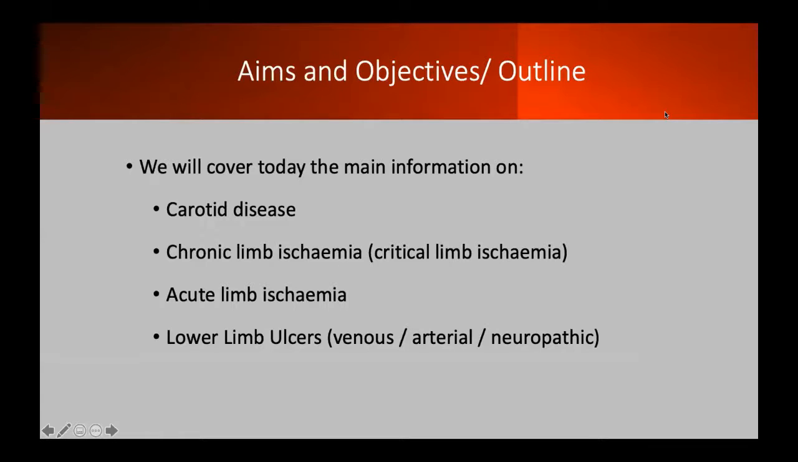So we'll cover the main information on carotid disease, chronic limb ischemia, including critical limb ischemia, acute limb ischemia, and then the lower limb ulcers: the venous, the arterial, and neuropathic.